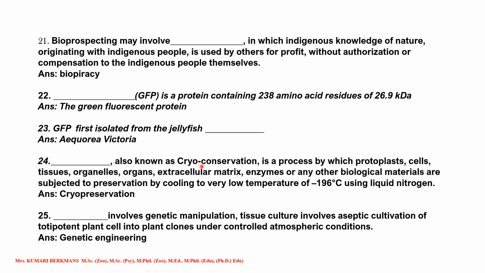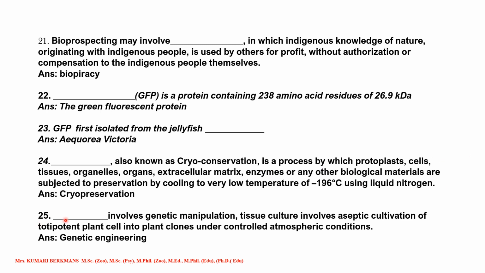Cryopreservation, also known as cryoconservation. Okay, so what is happening here? It is a process by which the protoplast cells, tissues, organelles, organs, extracellular matrix, enzymes, and any other biological materials are subjected to preservation by cooling to very low temperature. What is the temperature? Minus 196 degrees centigrade using liquid nitrogen. That process is called cryopreservation or cryoconservation.